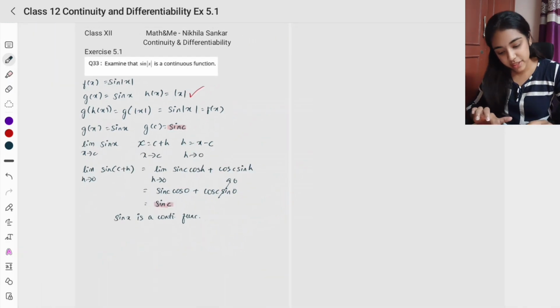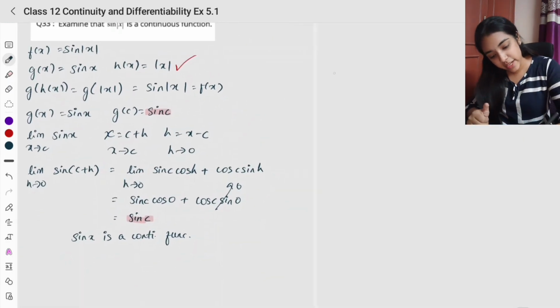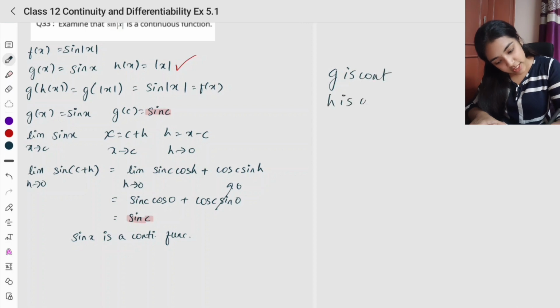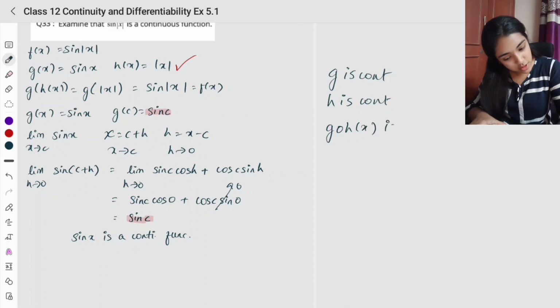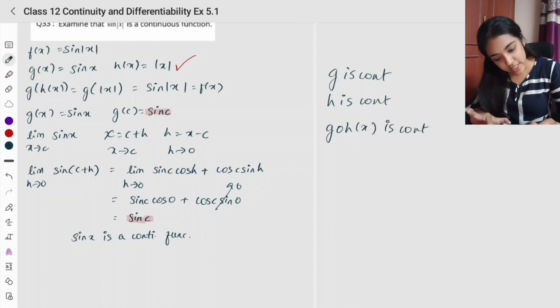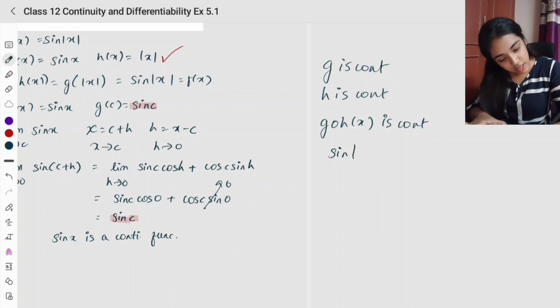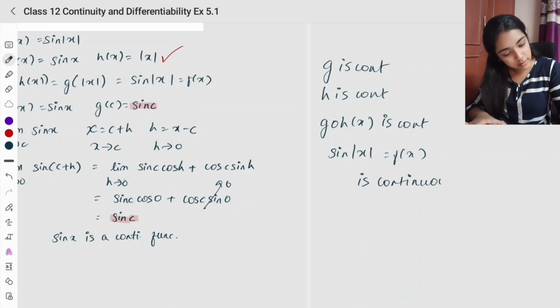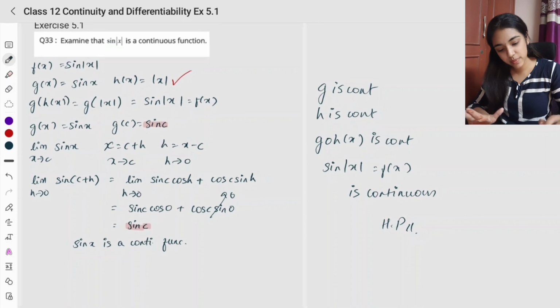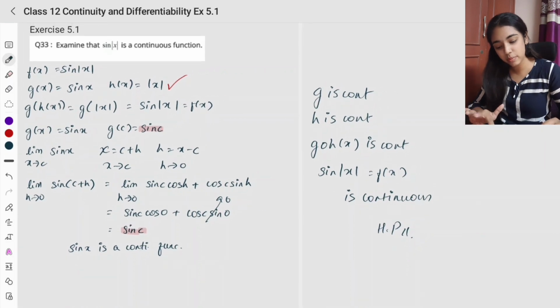So ipo final answer eppadi eludanum? How do you write the final answer? So I have g is continuous, h is continuous, which means g of h of x is also continuous. So sine of mod x, which is our f of x, is continuous. Okay, hence proved. Very simple questions idella. Okay, please don't make mistakes in your exam. Please copy.